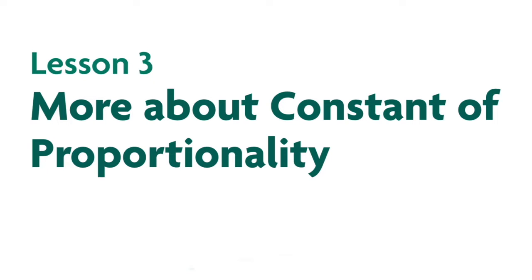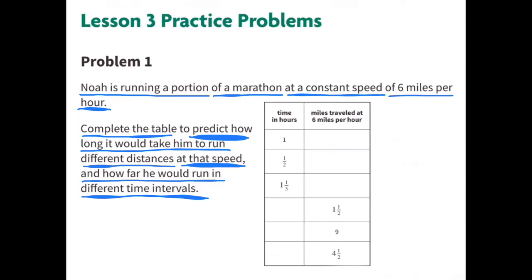Seventh grade, Unit 2, Lesson 3. More about constant of proportionality. Number 1. Noah is running a portion of a marathon at a constant speed of 6 miles per hour. Complete the table to predict how long it would take him to run different distances at that speed, and how far he would run in different time intervals.